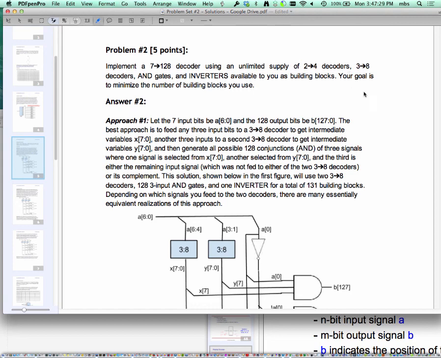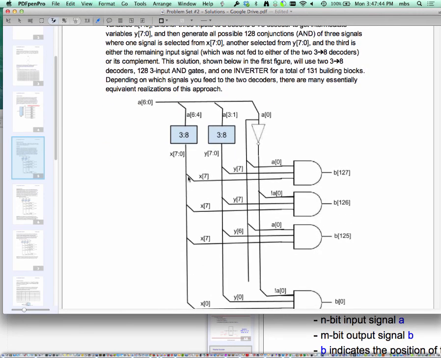So let's look at the approach where I took my 7 bits and fed them into two 3-to-8 decoders, and the remaining bit I feed into a 1-bit decoder, which is essentially an inverter and the original bit. Then I have a group of 8 signals, a group of 8 signals, and a group of 2 signals. I have to find all conjunctions over it: 3-input AND gates where one signal is drawn from group 1, another from group 2, and another from one of these 2. So I will have 8 times 8 times 2, that's 128 combinations.